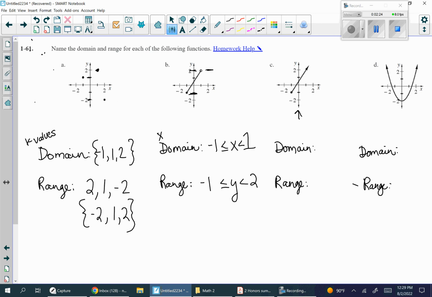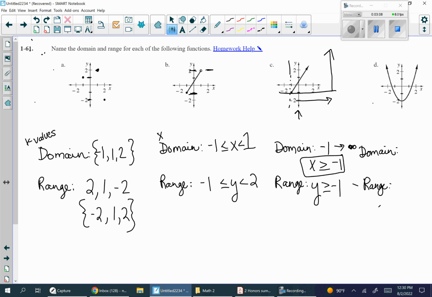All right, let's look at our domain here. This one's interesting because we have a graph with an arrow, so that means it goes on for infinity. So the farthest left that my graph goes here is -1, and then it heads on over to infinity. So how do we actually write that? Well, it starts at -1 and it goes to the right forever and ever. So our x values are all x values greater than or equal to -1. It is that simple. And the range is the same thing. It starts down here at -1 and it goes up forever and ever and ever. So y is also greater than or equal to -1.